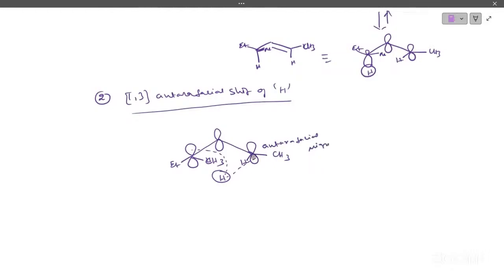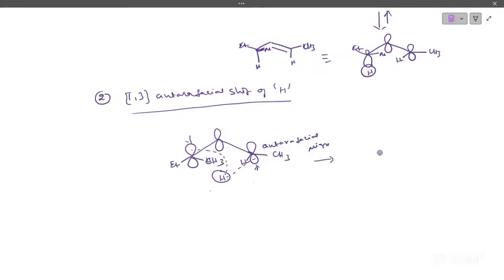At the migration origin, the bottommost lobe is interacting with the migrating group. At the migration terminus, the above lobe, the opposite lobe to the lobe present at the migration origin, is involved in the interaction. Therefore, these two opposite lobes are involved in the bonding interaction with the migrating group in the transition state. Therefore, with respect to that pi system, this is antarafacial migration.